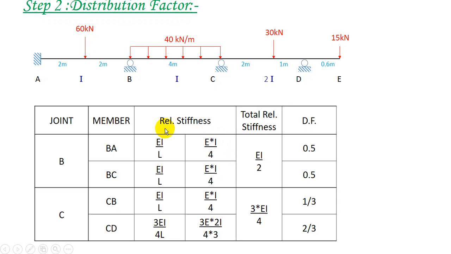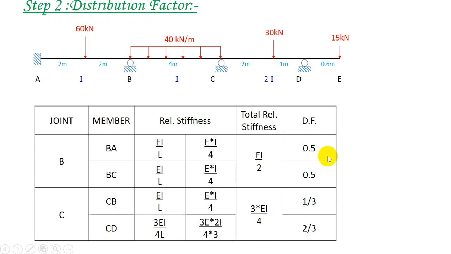EI by 4 is for BA, EI by 4 for BC again, since L is 4 for both the segments. CB is also EI by 4 and CD is 3 by 4 E into 2I by L, where L is 3. The total relative stiffness for any joint is the summation of the relative stiffness of the members that the joint connects. So if I sum them up, for B I get EI by 2, and for C, if I sum these up, I get 3 by 4 EI.